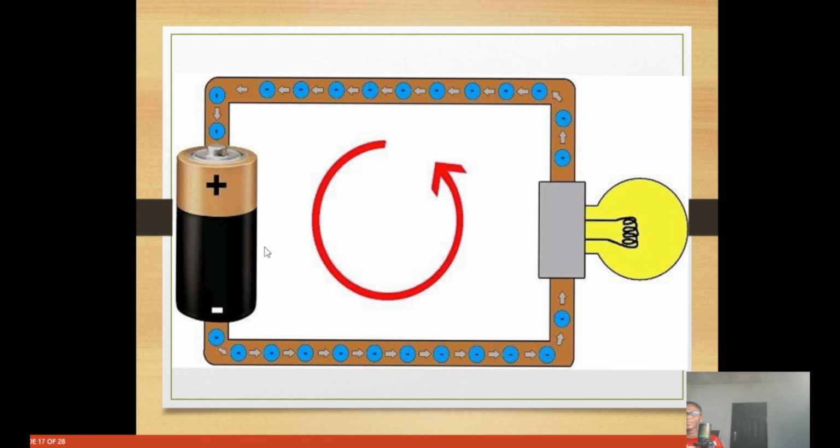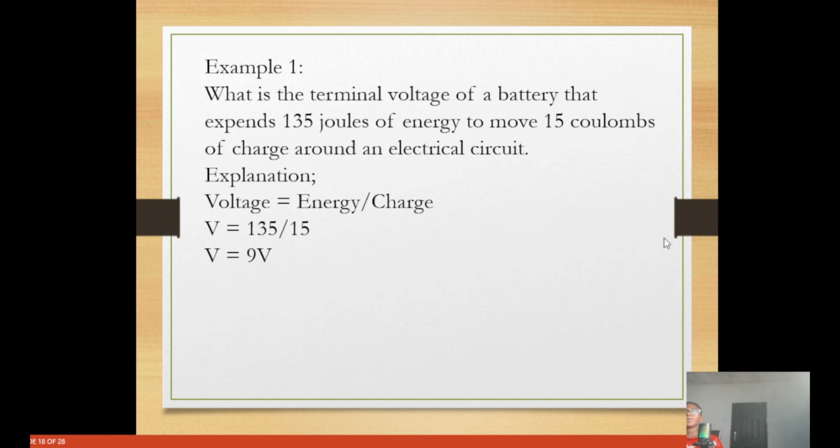And look at it, this is the battery, and this is just a circuit trying to power this bulb. So this question, what is the terminal voltage of a battery that expends 135 joules of energy to move 15 coulombs of charge? We've already explained. They're asking for the voltage. The voltage is just the energy divided by charge. Energy divided by charge, and we can see that is 135 divided by 15, and we have 9 volts. That is the voltage that we need.